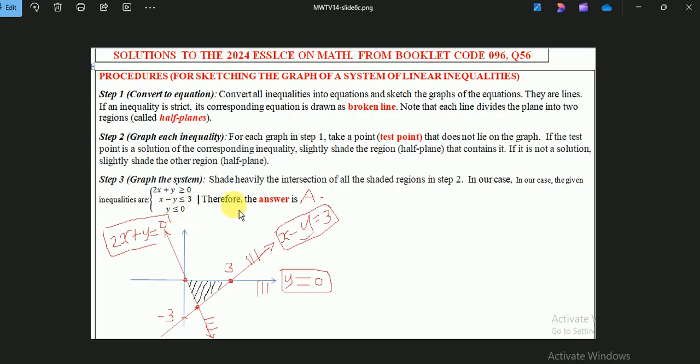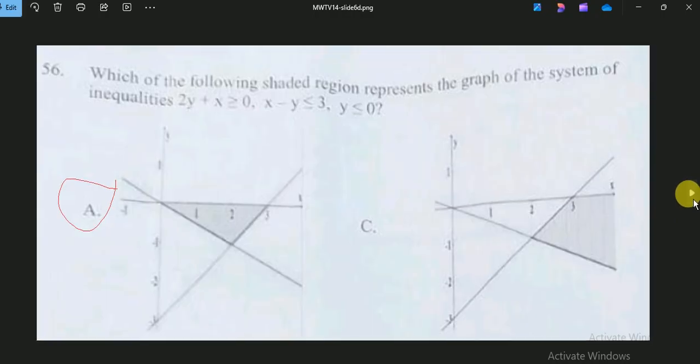Graph of x minus y less than or equal to 3 is the region above this line. Graph of y less than or equal to 0 is the region below this line. The intersection of all these three regions, the region above this, the region below this, and the region above this, is this shared region. So I think the answer is A. The answer is A.